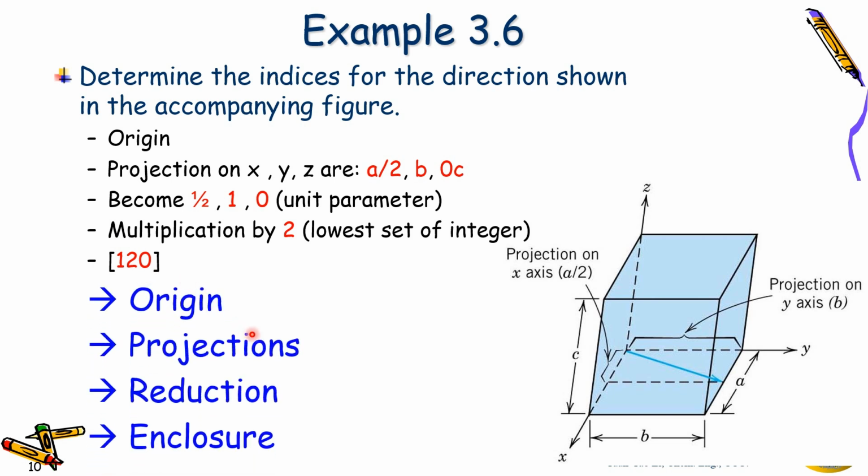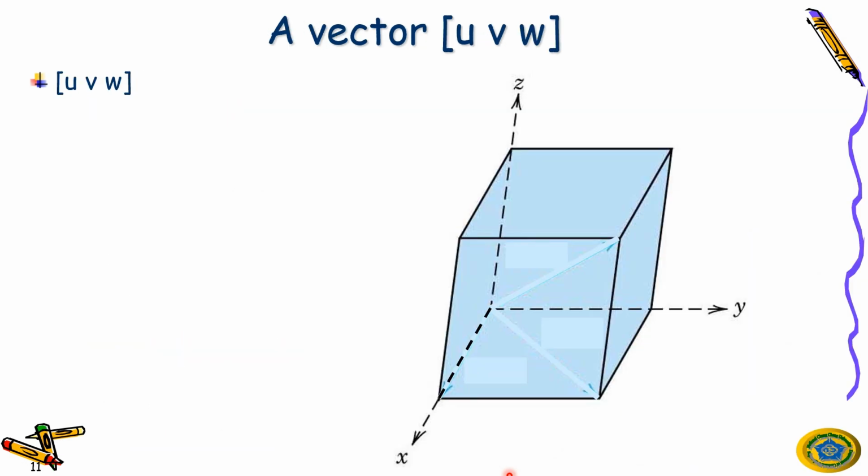So, 4 pieces of information, 4 steps. First, origin. Second, projection. Third, reduction. Reduction makes it become the smallest integers. Step 4, enclosure. Okay, ladies and gentlemen, this is very important. You need to learn this. When I see your final exam paper and you cannot answer this, and you want me to pass you, no way. There's no way I will pass you, because if you don't know this, it means you haven't learned materials science well. So this is important.